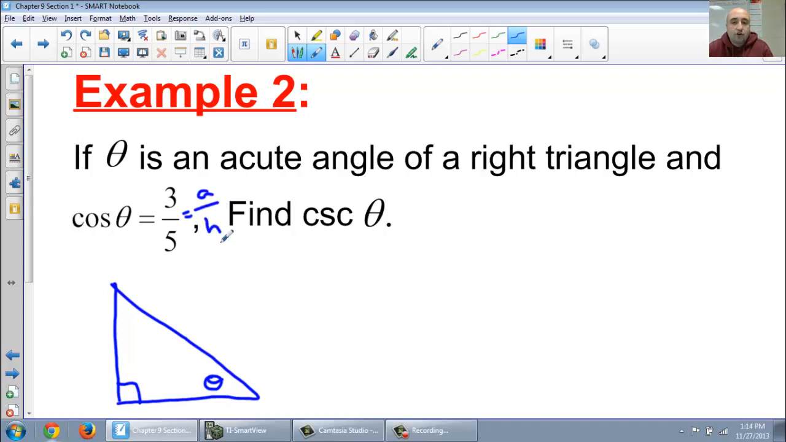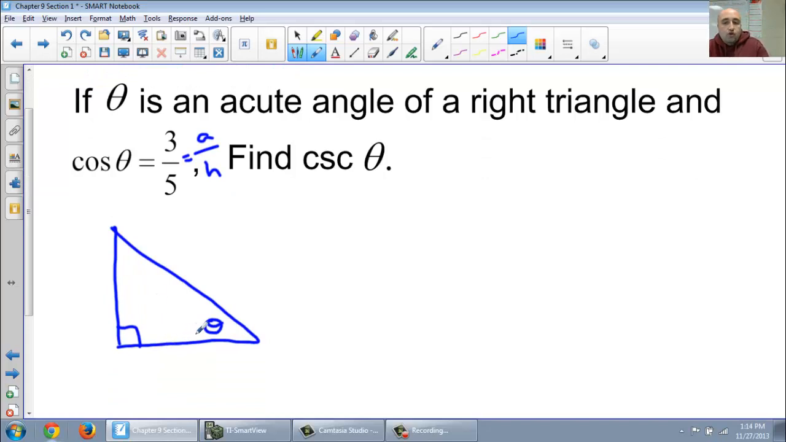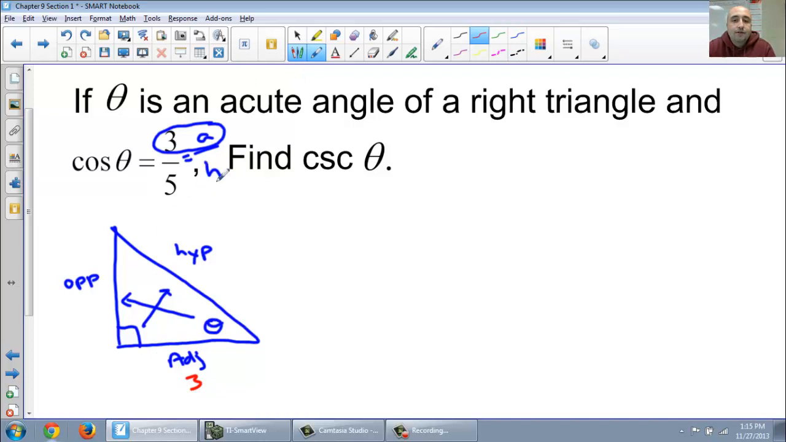Okay, so let's label my triangle. Across from the theta is going to be your opposite. Across from the 90 is the hypotenuse. And then next to the theta is adjacent. Okay, so what do we already know? We already know that your adjacent is 3, because that's what cosine is. So adjacent is 3. Hypotenuse is the other one. Hypotenuse is 5.